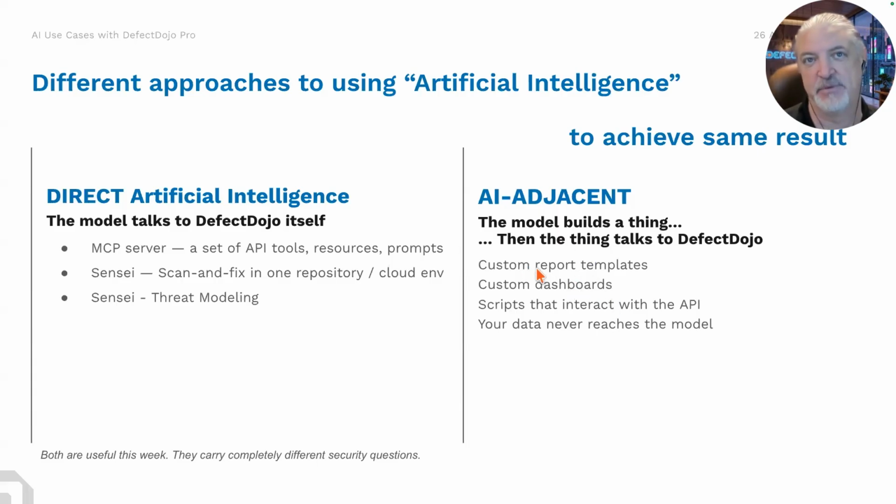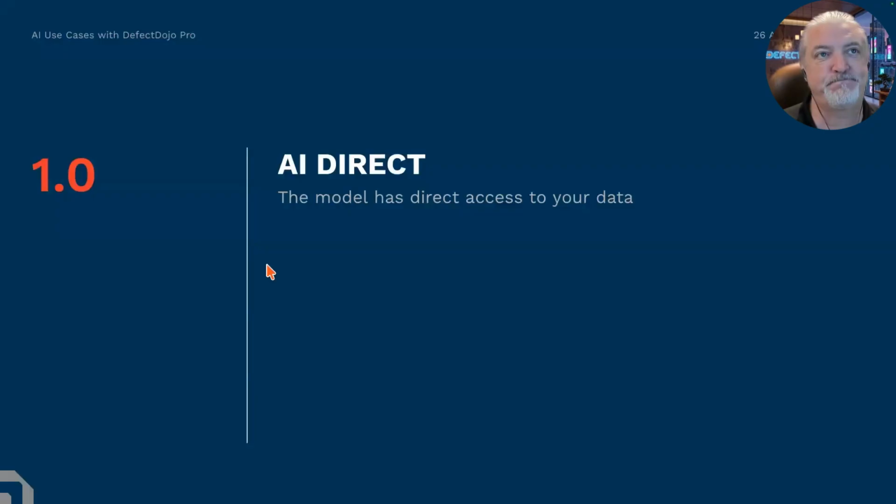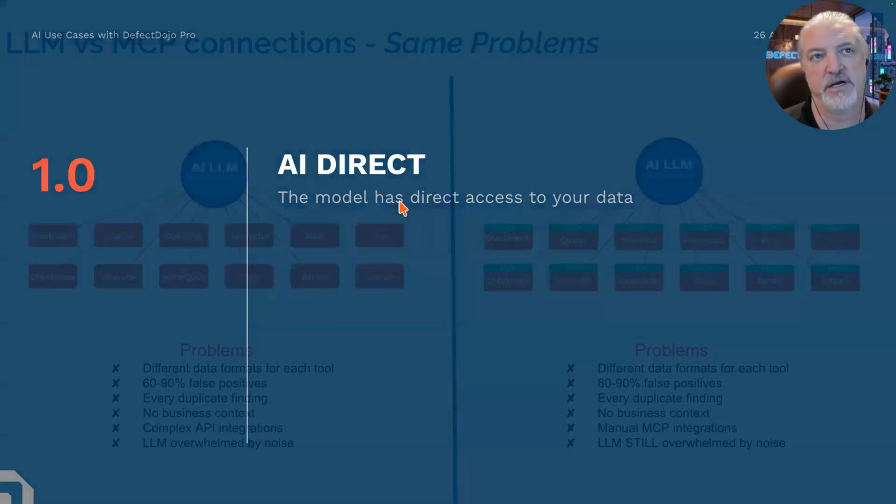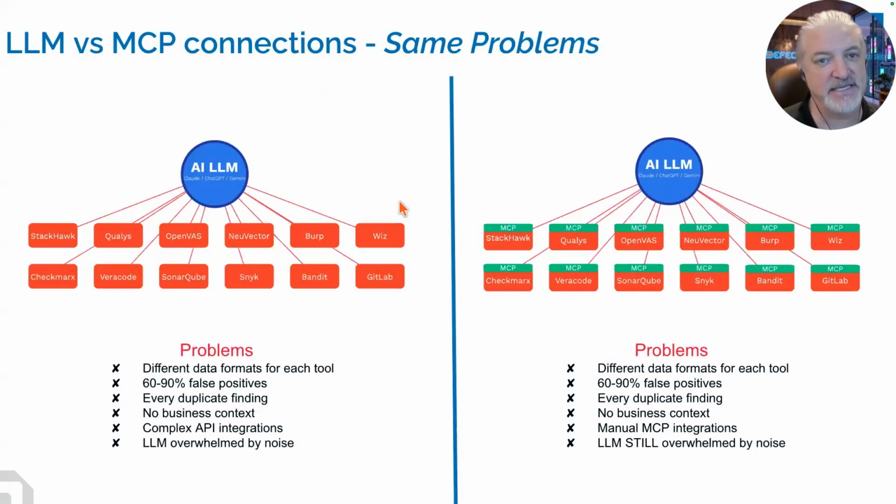So we're going to give you some examples around reports and dashboards, custom dashboards in the Pro version, but basically anything in the API, because we do have essentially a fully open API. And then, of course, direct integrations, where the AI model is connecting directly to an API and doing things that way. So let's go first with the AI direct stuff where you can plug that in. And we'll start with the MCP server.